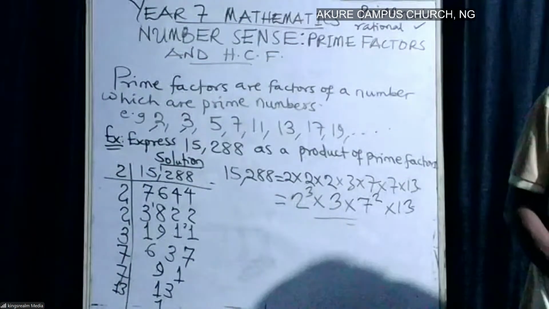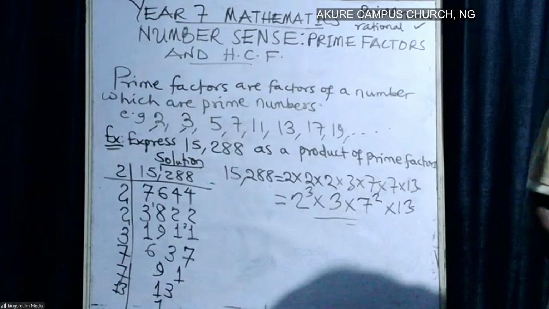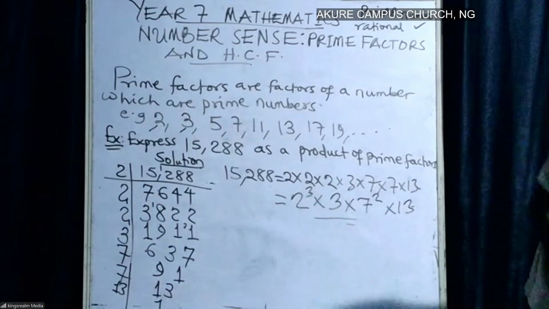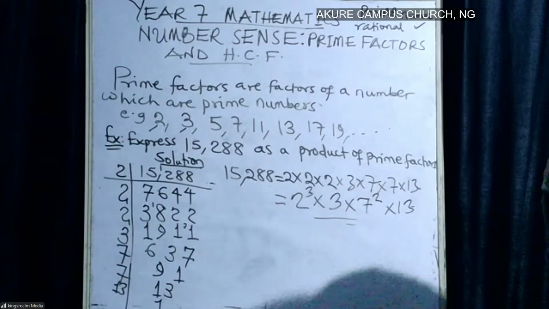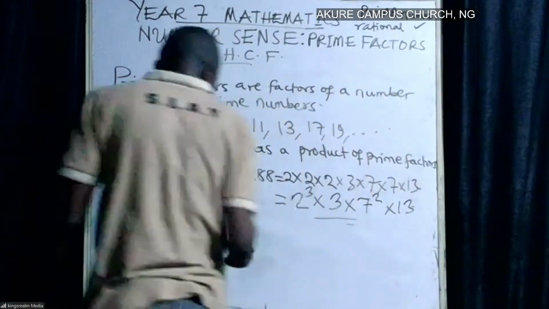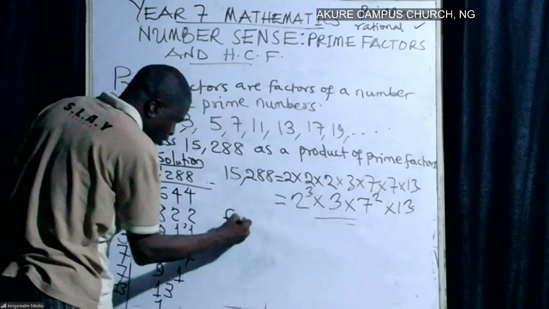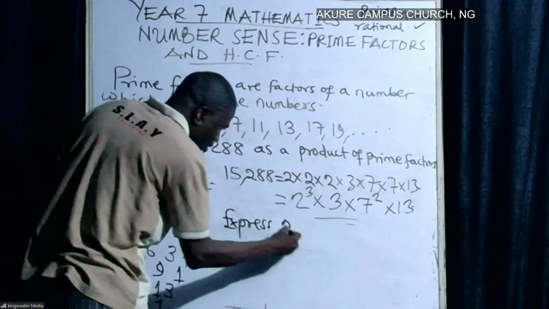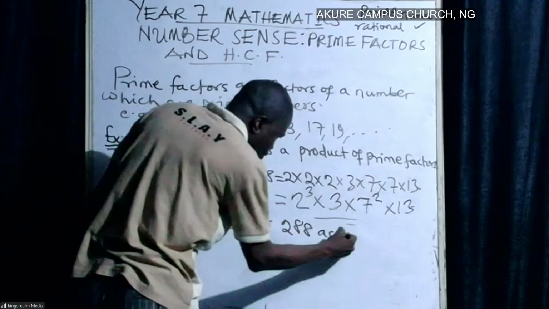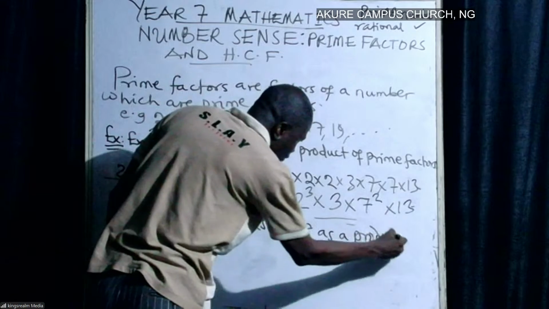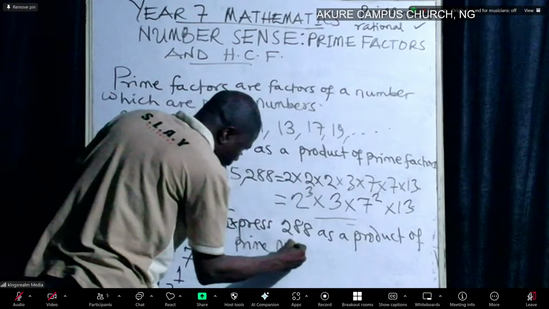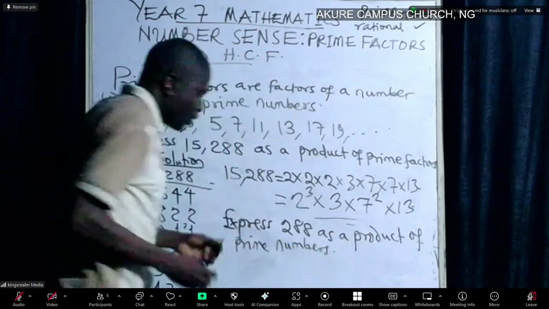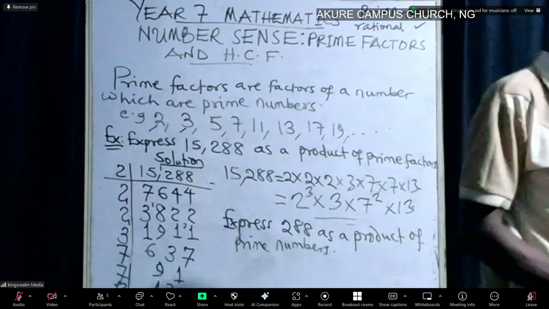So before we move on, can I give you one to quickly do? Let me give you a number. If I ask you to break 288, express 288 as a product of prime numbers. So 288, can we quickly do that?